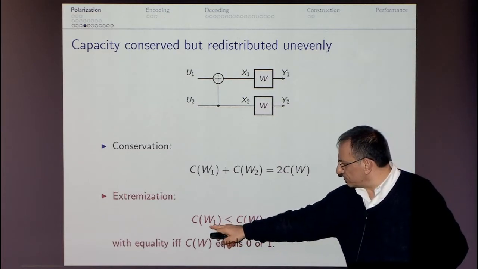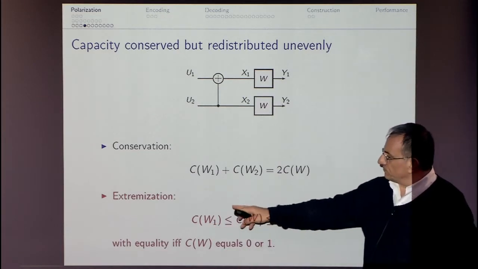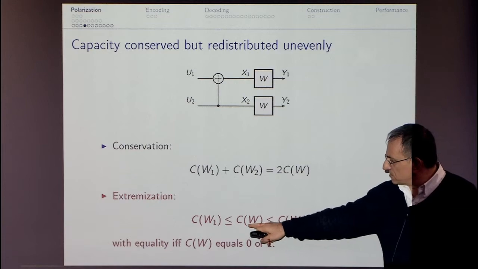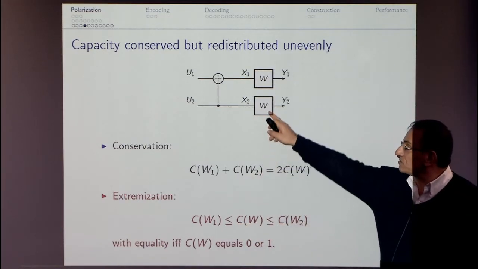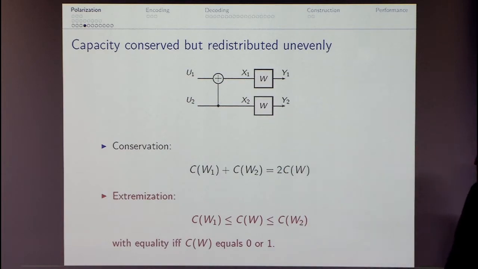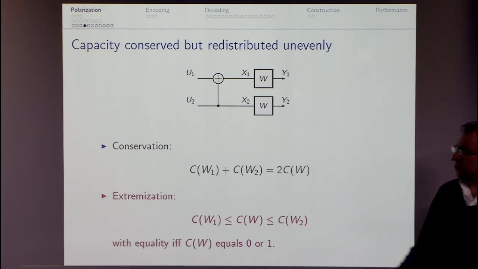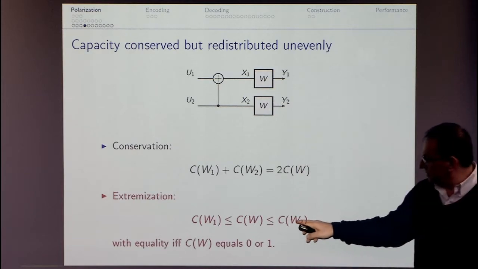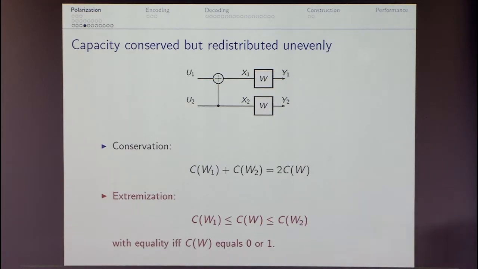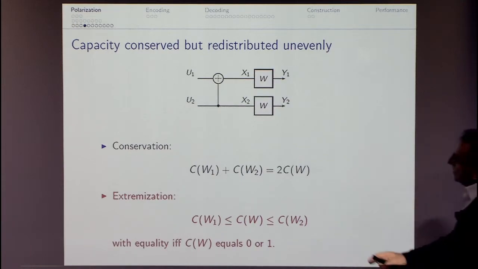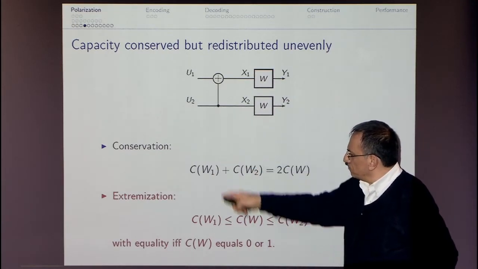And then we see the first trace of extremization. The capacity of W1, the first bit channel, is less than or equal to, upper bounded by, the capacity of these channels, the row channels. And then the capacity of the second bit channel is at least as large as CW. Why is this the case? Look over here, the second bit channel.